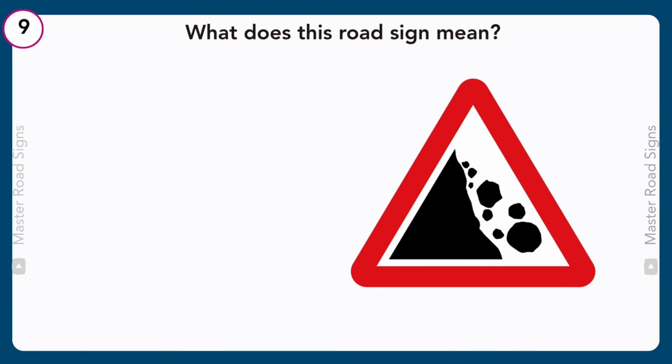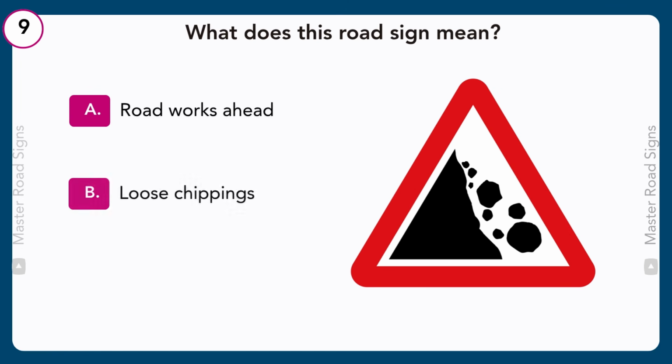What does this road sign mean? Option A, road works ahead. Option B, loose chippings. Option C, falling or fallen rocks.